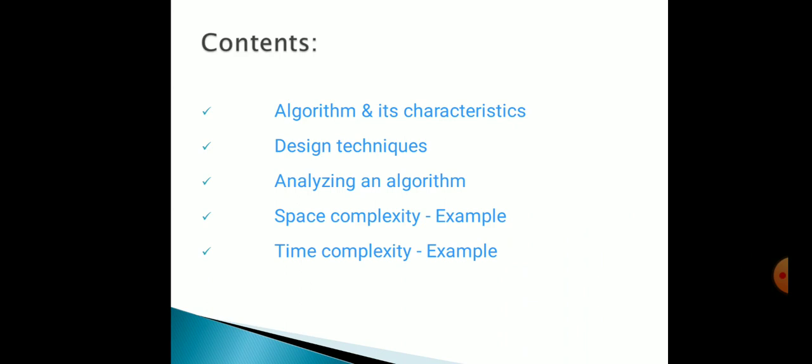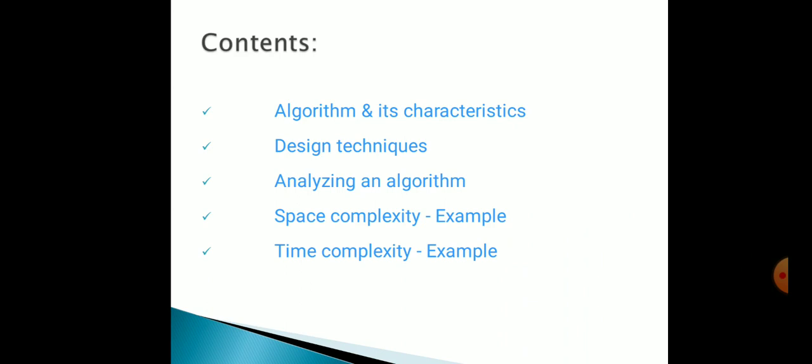In this video, we will see what is an algorithm and what are its characteristics, what are the different types of design techniques available to develop an algorithm, and how the performance of an algorithm is analyzed in terms of space complexity and time complexity. We will see through an example in this video.